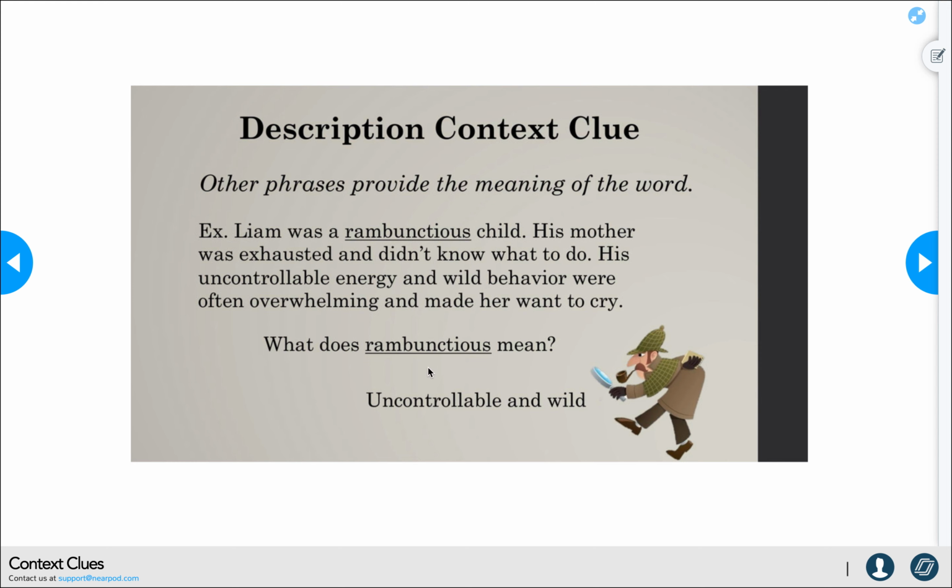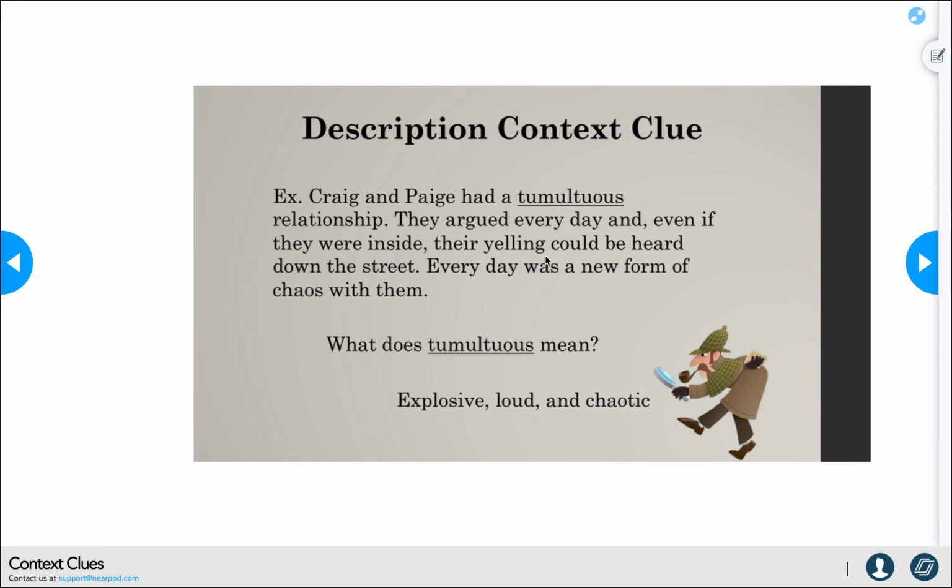So what could rambunctious mean? Well, if I'm using the details, I would say uncontrollable and wild. He has lots of energy and he's wild. Let's look at another one.